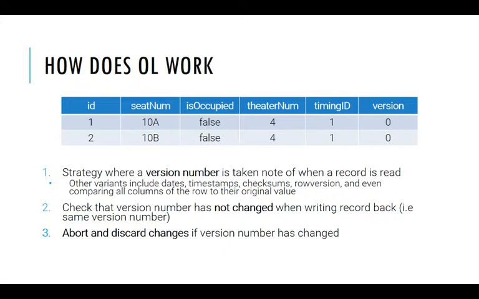So how does optimistic locking work? Optimistic locking is not a database feature, but a practice that is applied using the database. For example, a strategy can be applied where a version number is taken note of when a record is read. Other methods involve keeping track of timestamps or the record's column values at the point when the record was read, pending its modifications. So when the record has to be updated, the record's version number at that moment in time is compared against the version number that was read.